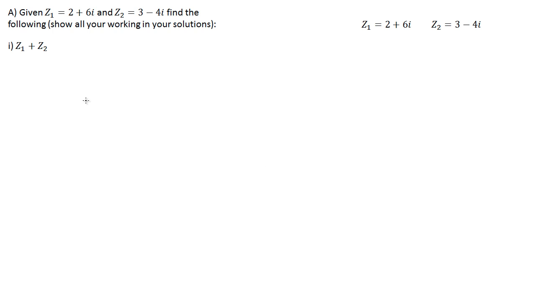Okay, so I'm back, and now we're gonna work with complex numbers. The first question is, given z1 equals 2 plus 6i and z2 equals 3 minus 4i, find the following. Part I, z1 plus z2.